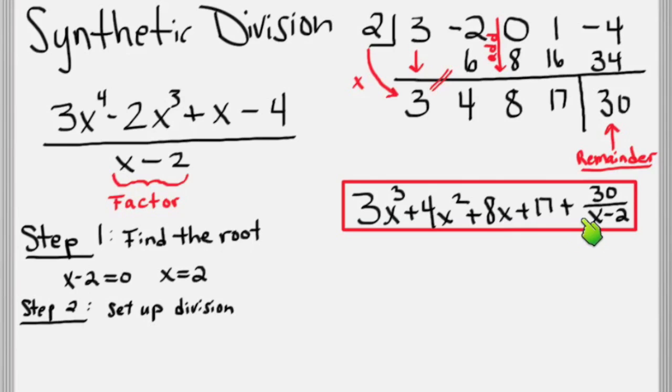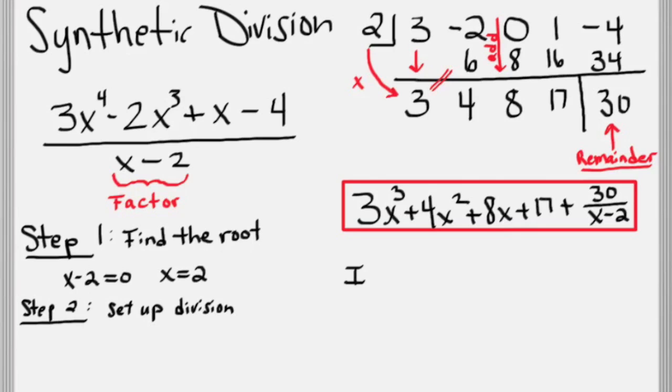I'm going to add the remainder over whatever I'm dividing by. In this case, I was dividing by x minus 2, or if you think about it this way, whatever is in this box, it's going to be x minus whatever's up here. And this is 2, so it's x minus 2. We write our remainder over that, and my answer to this problem is right here in the red box: 3x cubed plus 4x squared plus 8x plus 17 plus the 30 over x minus 2.